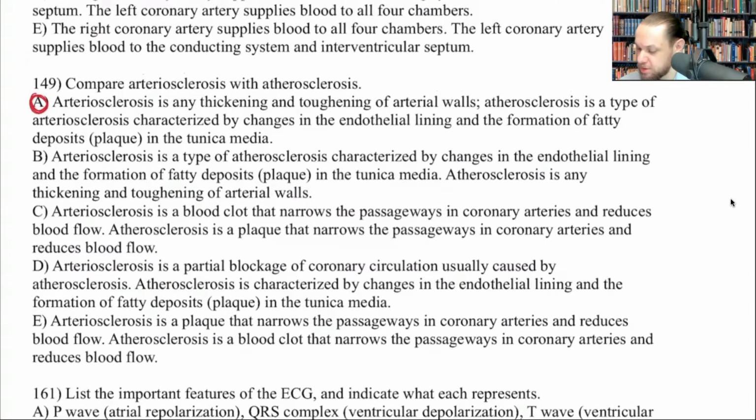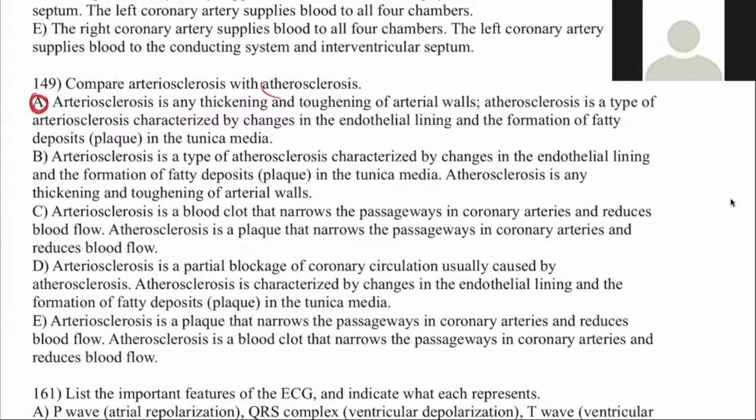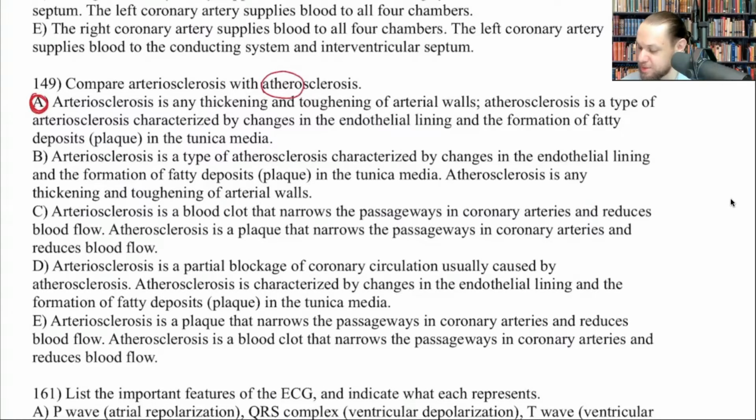So this athero, I'm not even going to lie to you, I guess the athero is the formation of plaque, right? And this arterio, this is the hardening. So if you look at it, one is hardening of the vessels, the other one is a plaque or fatty deposition on the lining of the vessels.